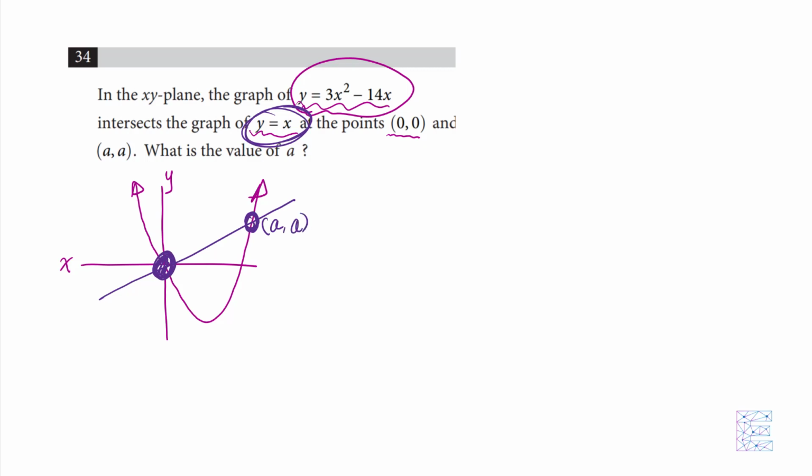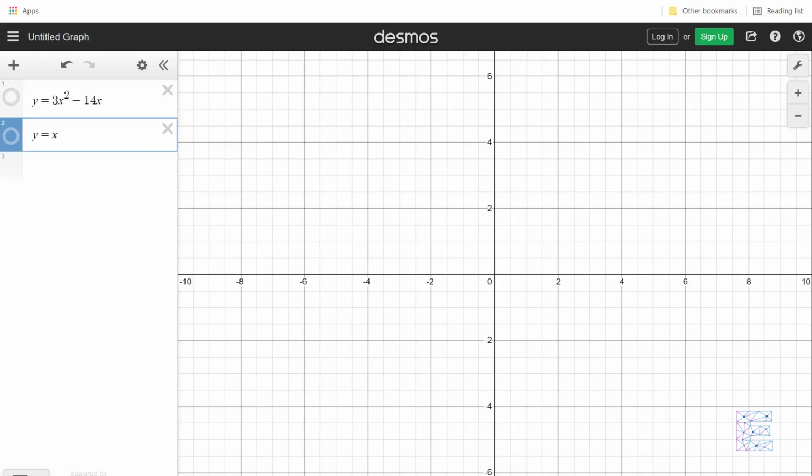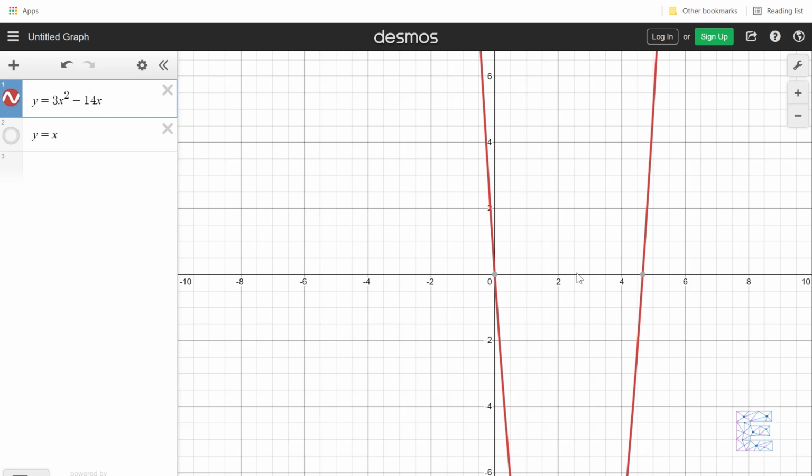So with that in mind, let's actually go ahead and graph this on Desmos, the free online graphing calculator. But if you have a TI-84, which I hope you do, because that comes in clutch and handy when you're taking the exam, then you should plug it in on the TI-84. So this is Desmos. You want to go ahead and enter your first equation in this box, y equals 3x squared minus 14x, and graph it. That gives you this red graph. And you can see it's already crossing right here at 0, 0 as we were told.